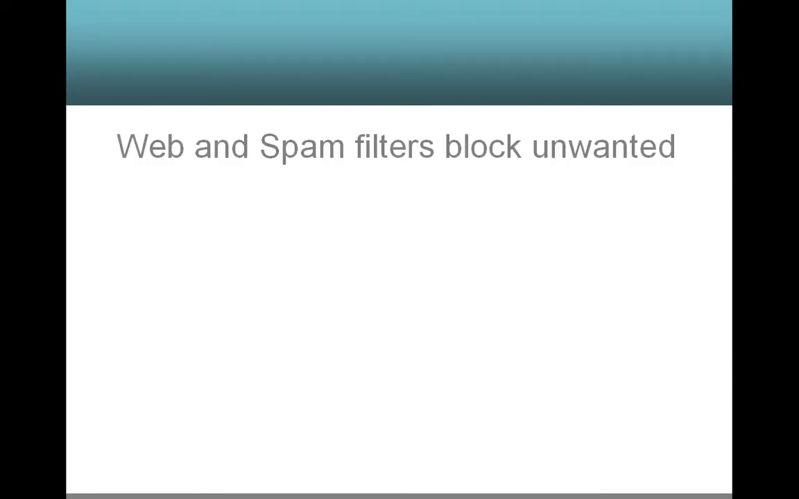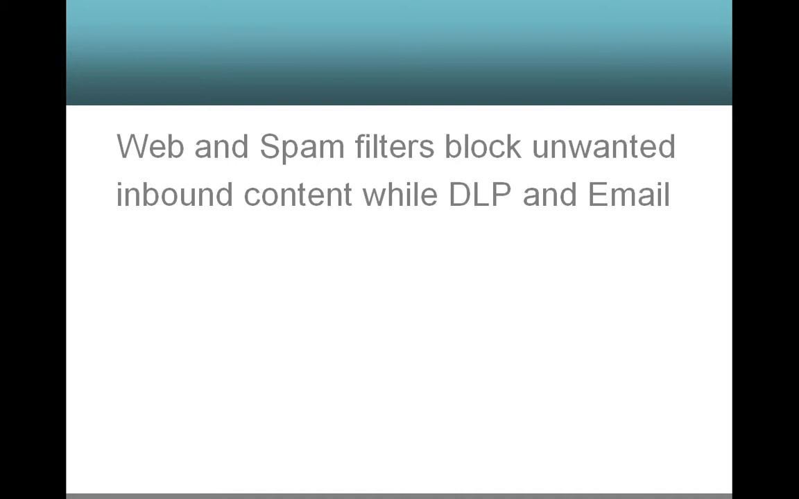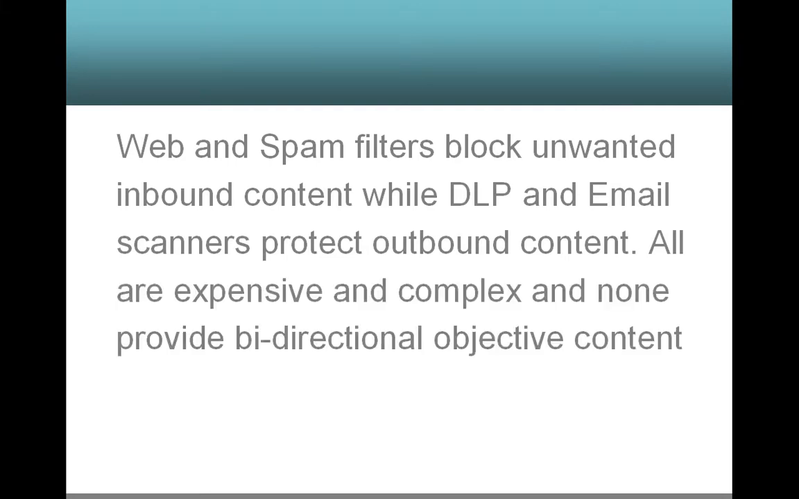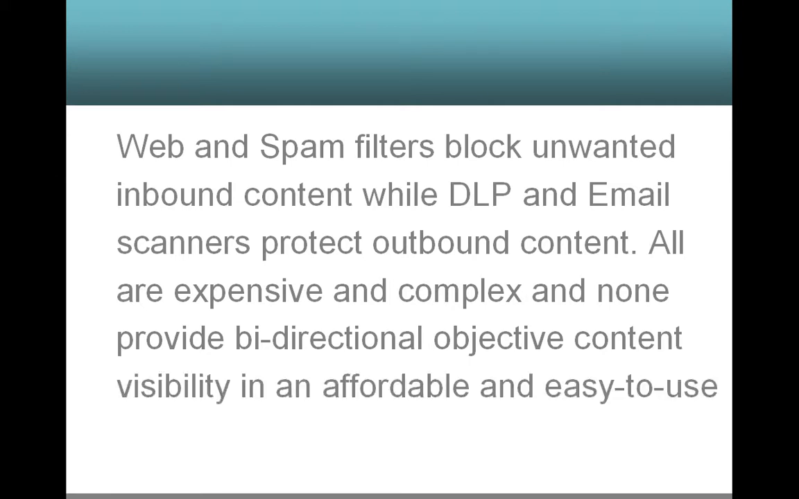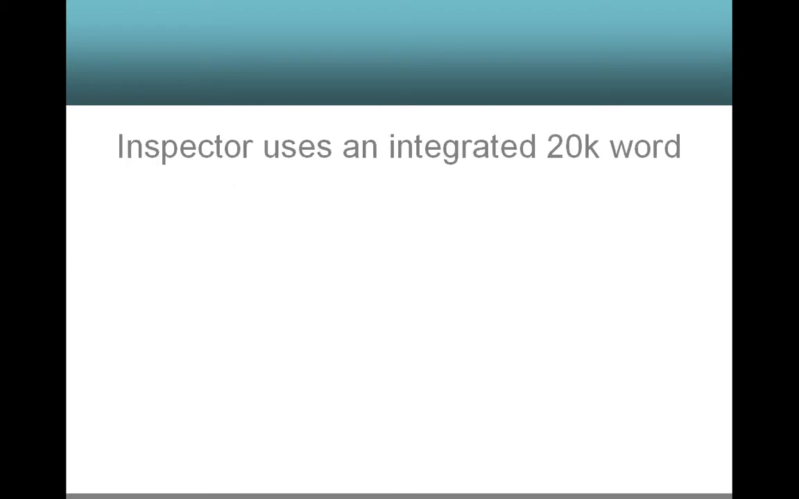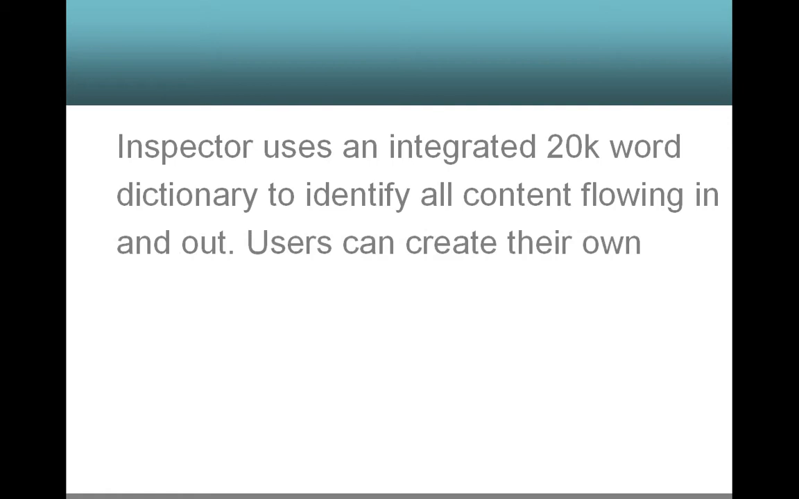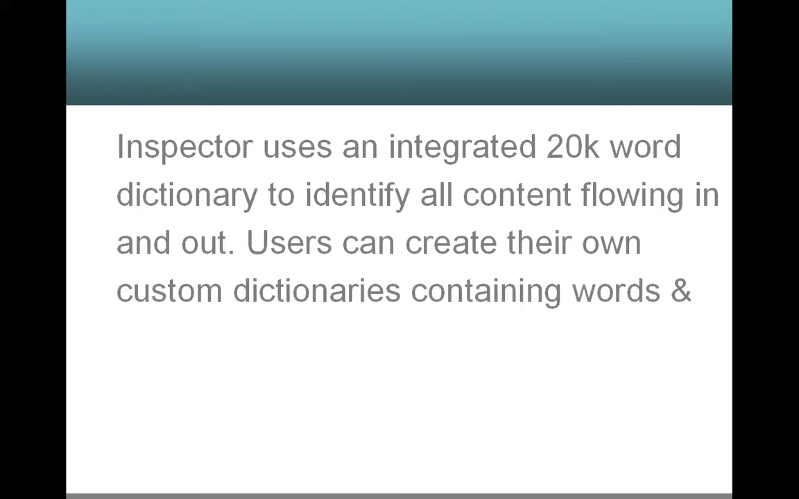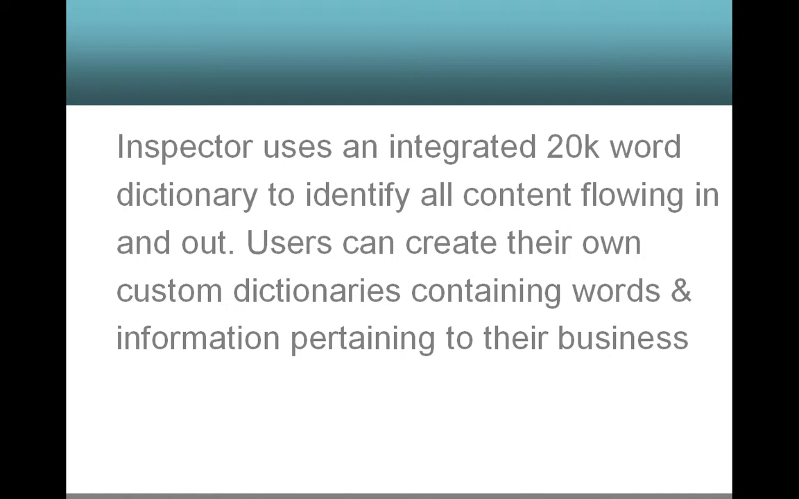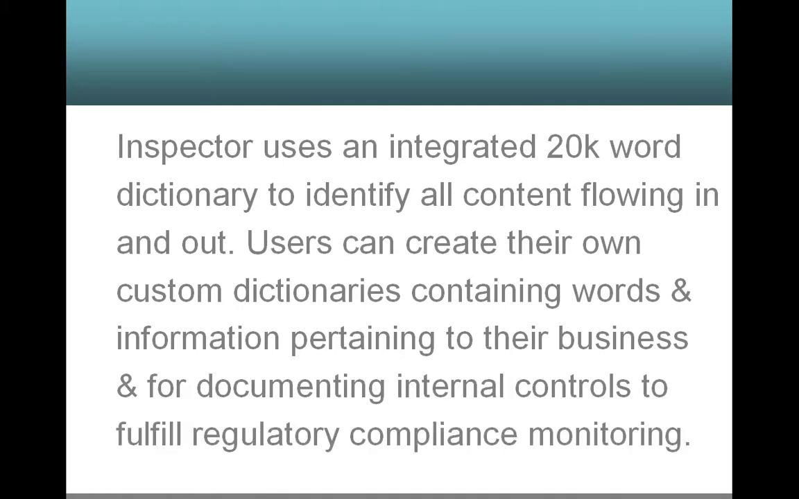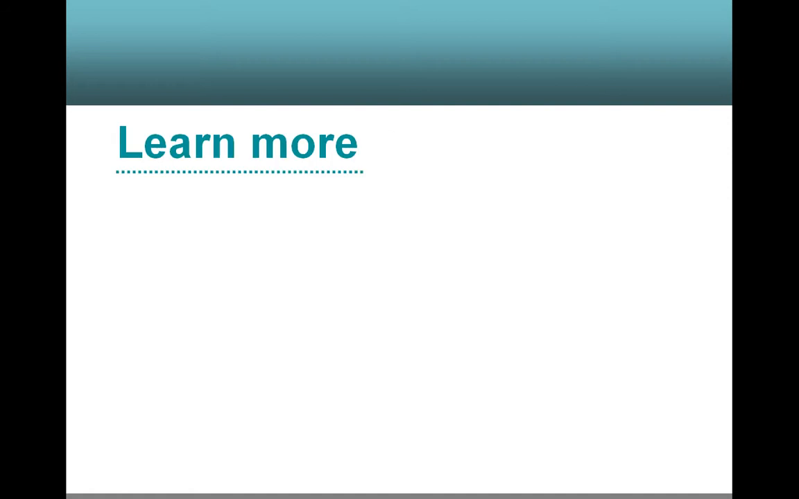Web and spam filters block unwanted inbound content, while data loss prevention and email scanners protect outbound content. All are expensive and complex, and none provide bidirectional objective content visibility in an affordable and easy-to-use software platform. Inspector uses an integrated 20,000-word dictionary to identify all content flowing in and out. Users can create their own custom dictionaries containing words and information pertaining to their business and for documenting internal controls to fulfill regulatory compliance monitoring.